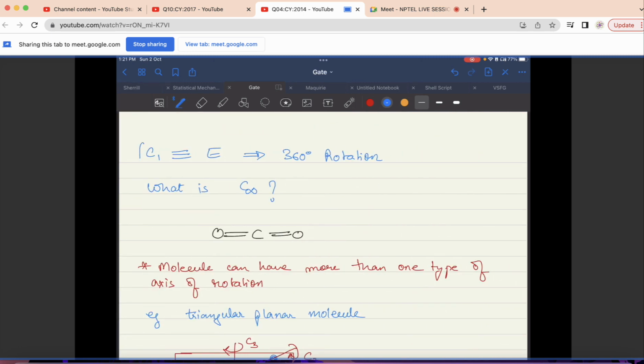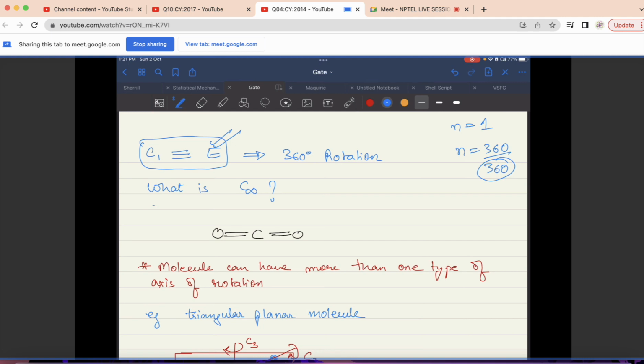Now again, if you will ask me what is C1, because I have not talked about n is equal to 1 order, because in n is equal to 1 order, you are doing a full rotation. So this will be n is equal to 360 by 360. So the angle of rotation is again 360. So that's why you will get the identity E.